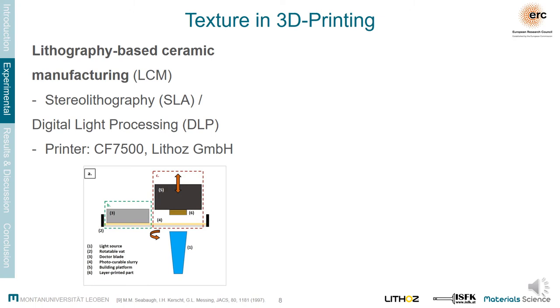The process we were using to realize the idea of texturing alumina with 3D printing was the lithography-based ceramic manufacturing technology. This technology was invented by Lithoz GmbH based on digital light processing. Here, a photosensitive suspension is filled into a transparent vat and is distributed through a plate through vat rotation, and through light exposure, the suspension is polymerized, solidifies, and the layer attaches to the building platform or the previously printed layer.